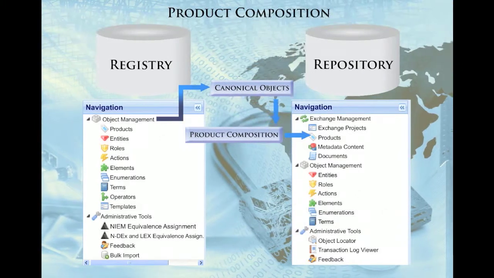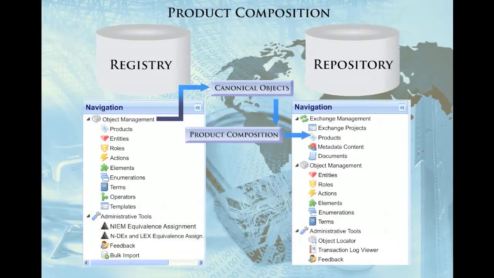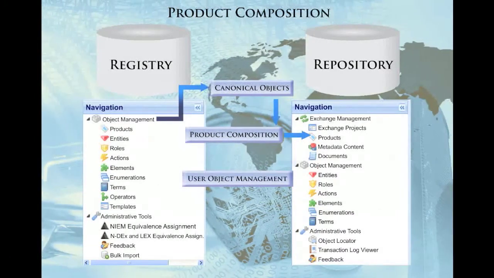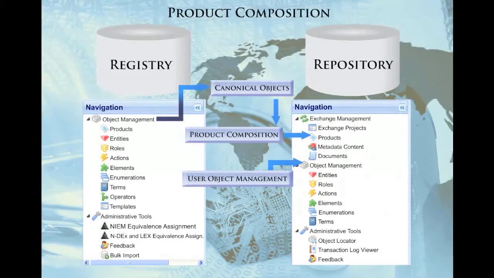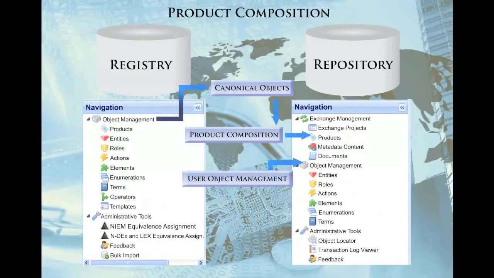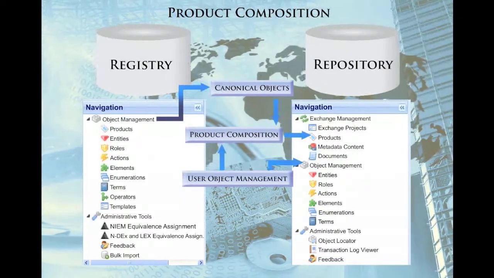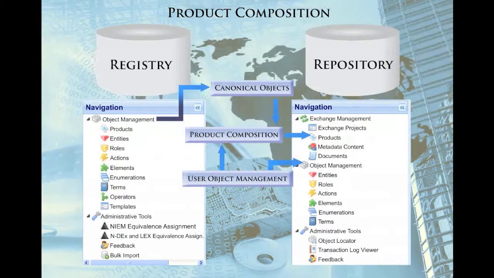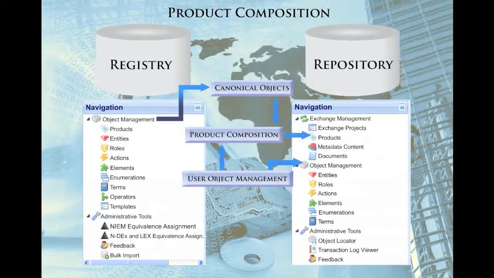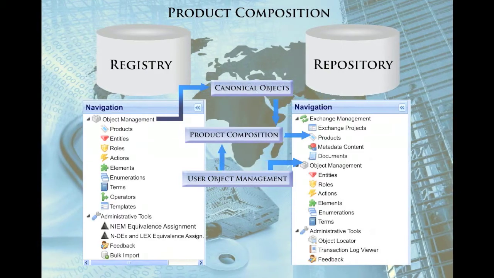One of the major parts of an information exchange is defining the exchange payload. The repository provides a composition function for building payload products that can contain objects from the registry. An agency can also create their own unique collection of business objects through the repository object management function. Through the selection and association of the domain and user-augmented objects, products are composed to be used as exchange payloads.